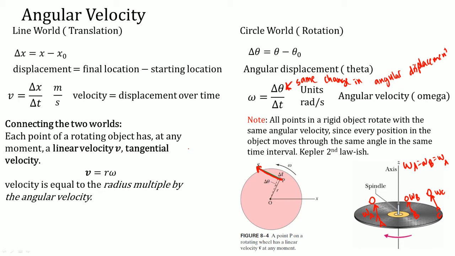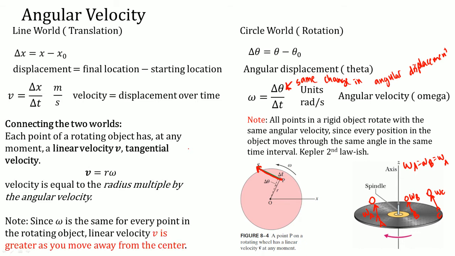This is the velocity, which is equal to the radius multiplied by the angular velocity. This is what's going to change. So notice here that since omega, the angular velocity, is the same in every single rotating object, the linear velocity is greater as you move away from the center. So the linear velocity changes as a function of the radius.